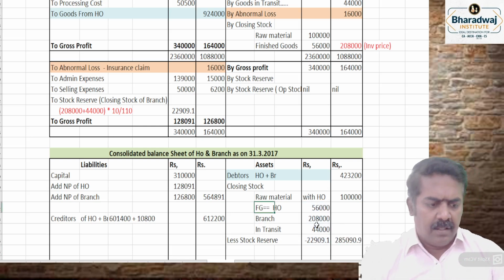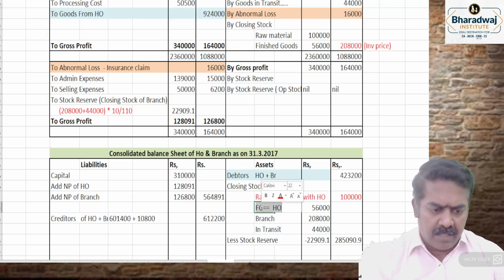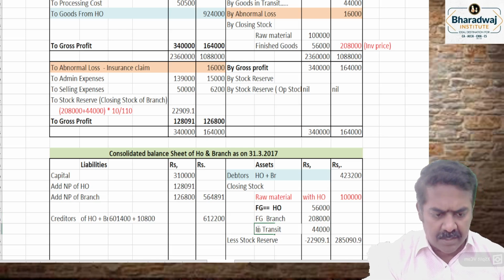I repeat. Raw material with head office is there, that 10,000. Finished goods are there with which one? Head office. Finished goods are there with branch, and finished goods are there in transit, minus stock reserve.